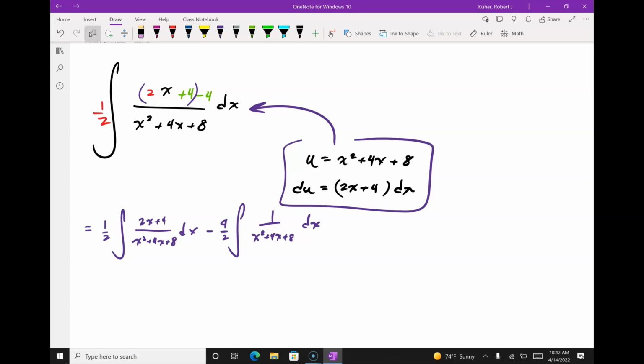Oh, wait. Well, the first integral's done, isn't it? It's a 1 over u, right? So the first one's done. This is 1/2 of the ln of the absolute value of x squared plus 4x plus 8. How do you get rid of the minus? It's right here. Yep. And so that becomes what? Negative. That becomes -2, right?